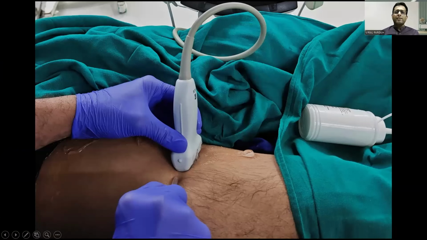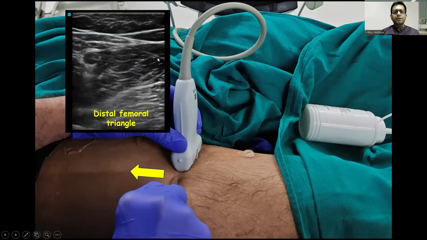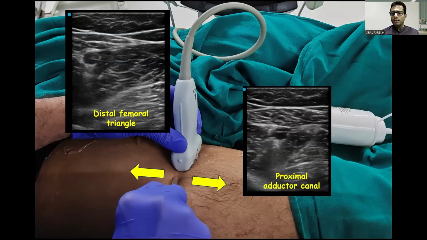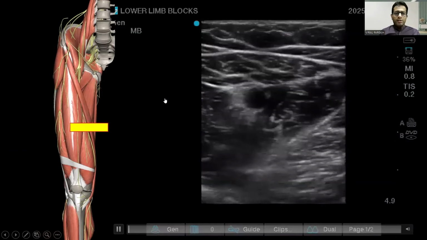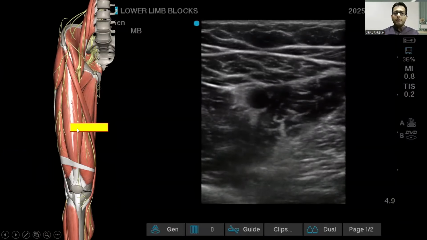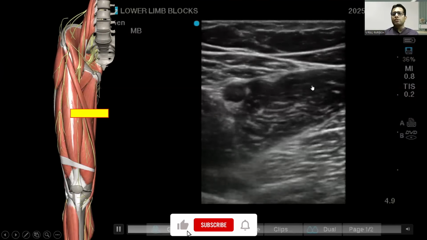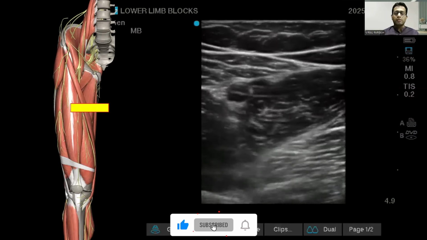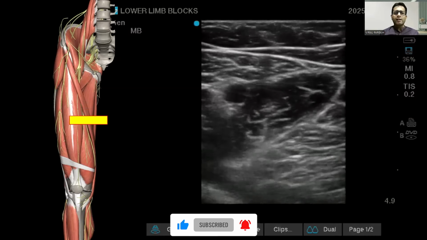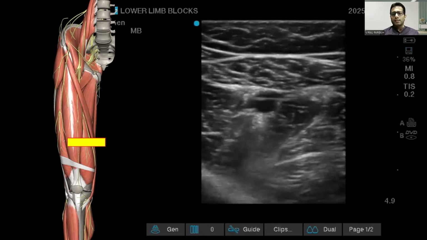Now, if I move my transducer more cranially, I'll be in the distal femoral triangle, and this appearance has been described as a half-beak pattern. And as I move my transducer more caudally, this is the proximal adductor canal, and this appearance has been described as a shark head pattern with the eye. So this is the ultrasound image. I am at the apex of the femoral triangle here. As I move my transducer more cranially, this is the distal femoral triangle. And as I move more caudally, this is the proximal adductor canal.